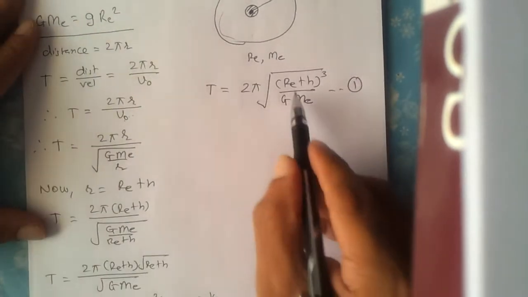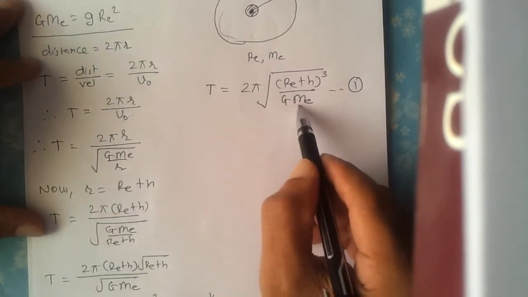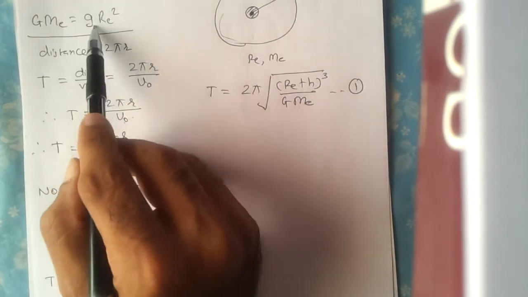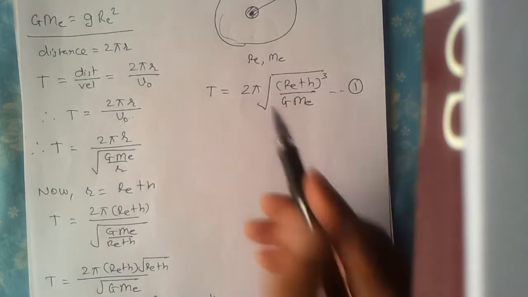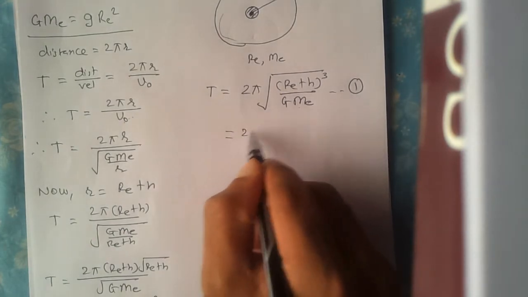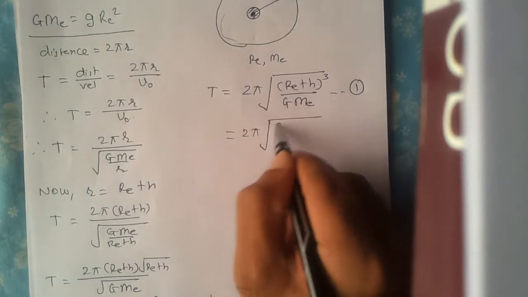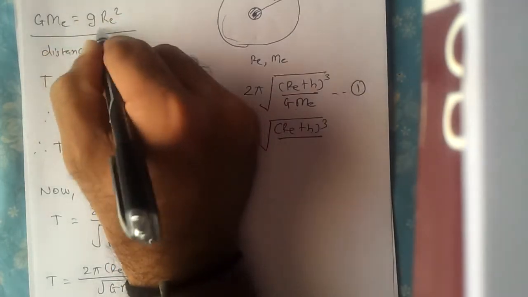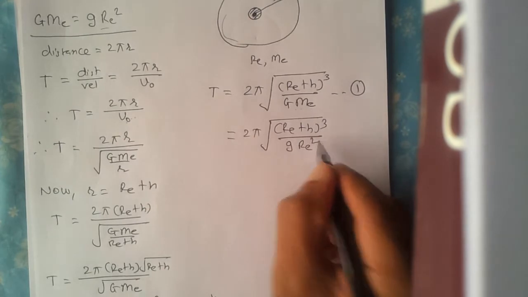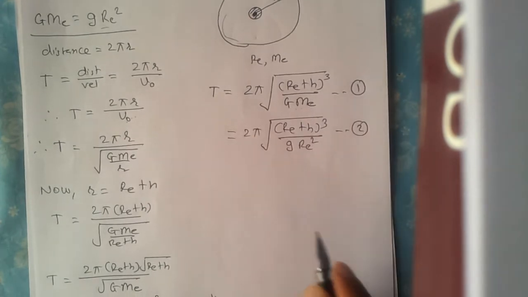I can get another equation for the same thing by substituting for GM_e, gR_e squared. GM_e is gR_e squared. So if I put this gR_e squared over here, I'll get one more expression. So I'll write down that expression: T is equal to 2 pi square root of (R_e plus h) whole cube upon, for GM_e, gR_e squared. So gR_e squared, equation number 2.